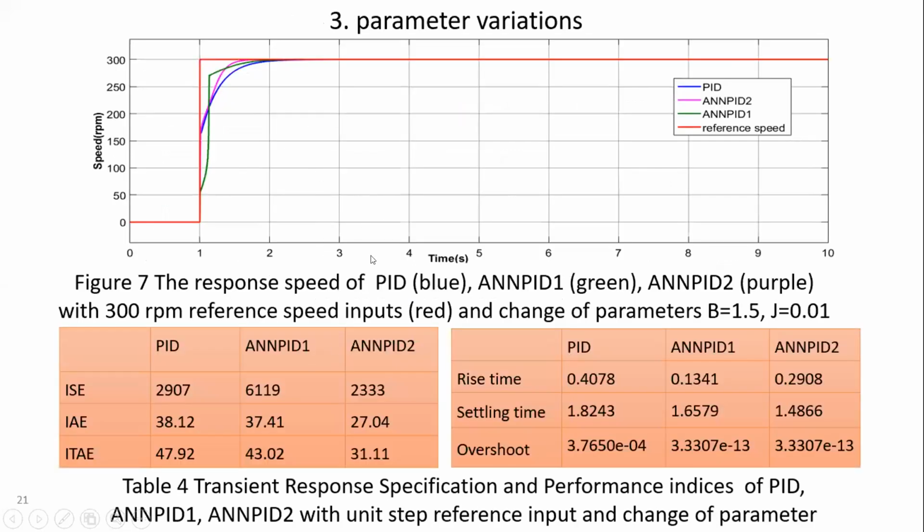Last, we test the performance of the proposed controllers against uncertainty rejection. We have changed the value of P from 0.002 to 1.5, and also we changed the value of G. The output responses of the 3 controllers are shown in this figure. Also, the transient response specifications and performance indices are seen in these tables.